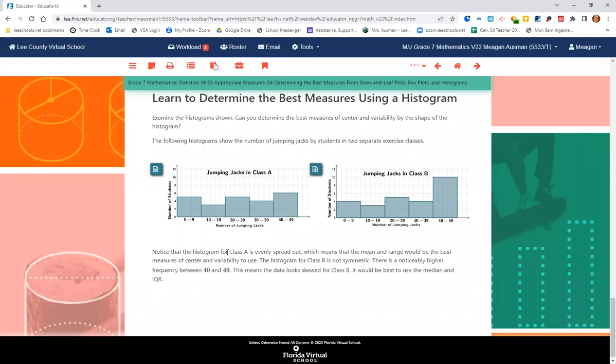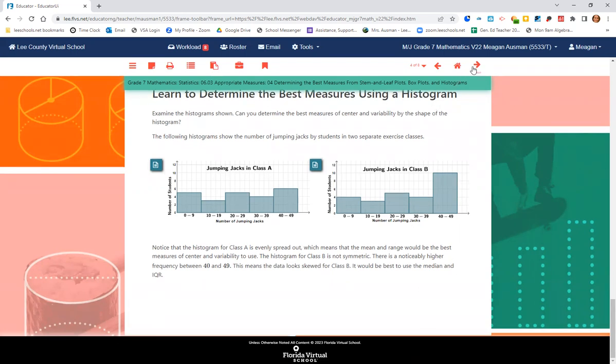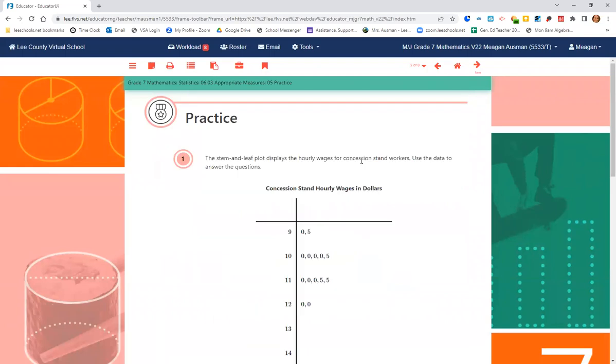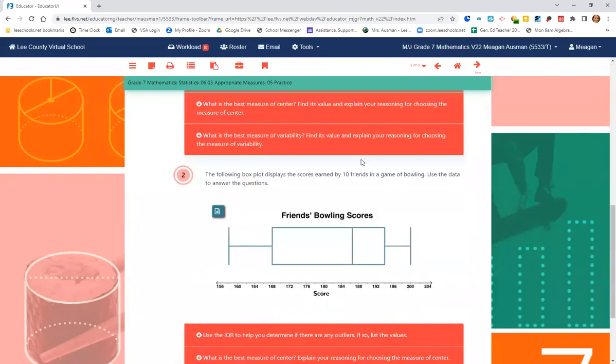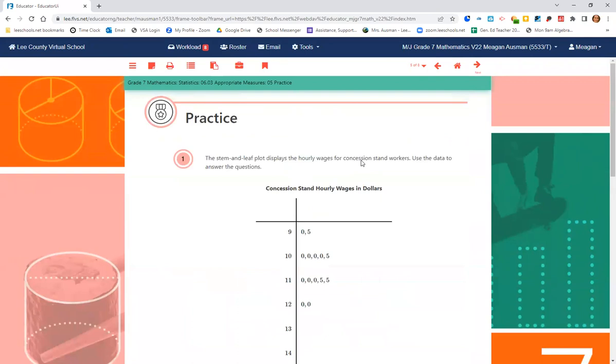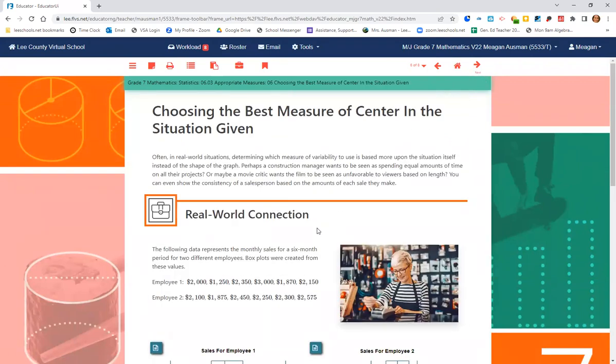Now let's look at the histograms. We have class A is evenly spread out. So that's that symmetrical data. We see class B has more of a skewed data. There's a lot more 40 to 49s than there are anywhere else. So that data is skewed. So class A is symmetrical, class B is skewed. So go back to your table and look to see what is the best measure. Then pause your video, go to page 5 and solve these two problems. Take your time to write out the information in your notes.